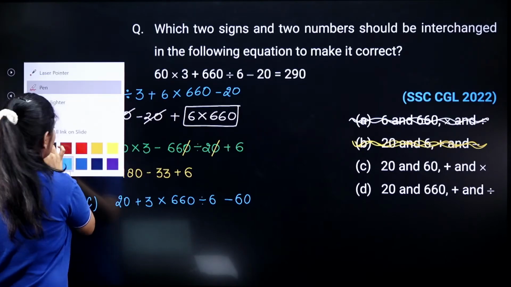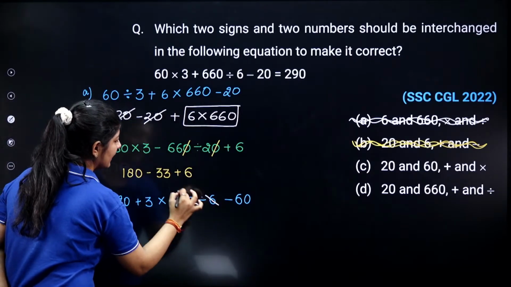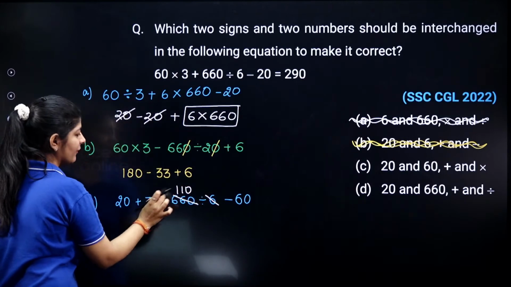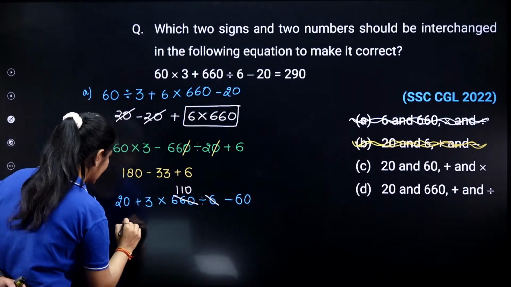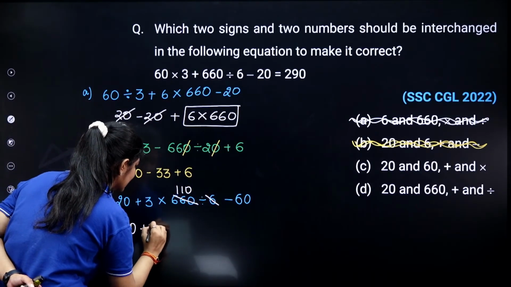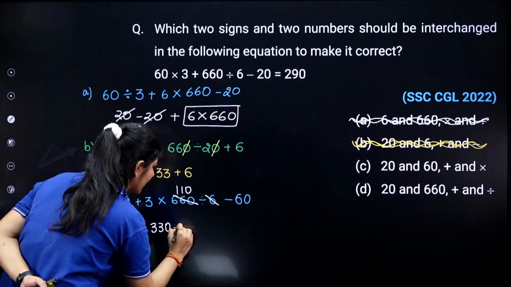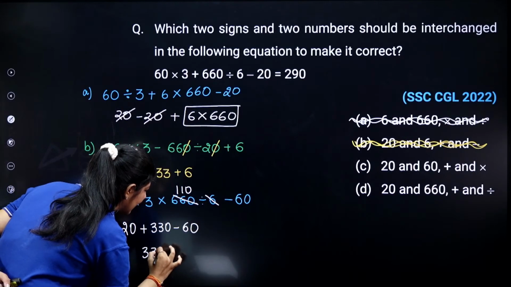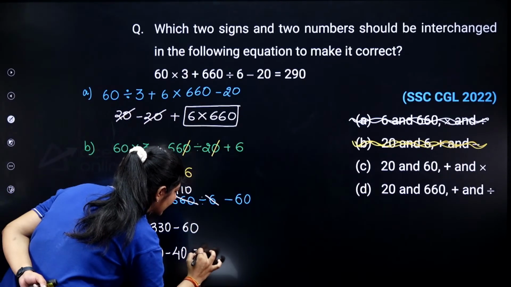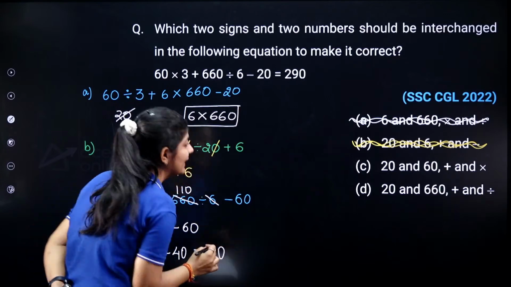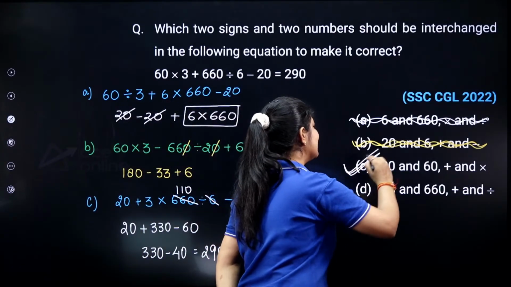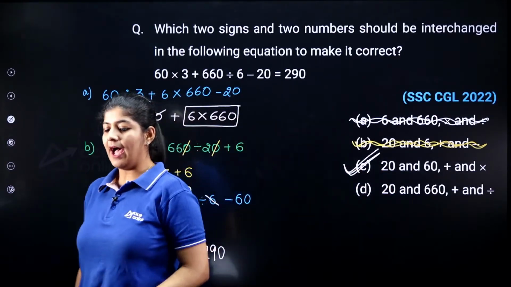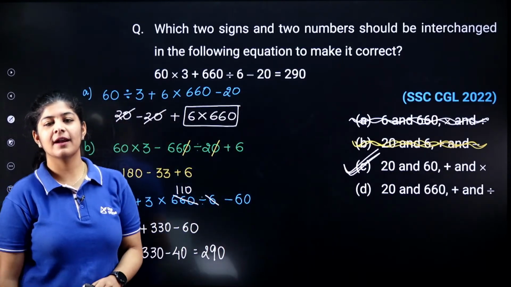Okay. So we know that here I am getting 110, and when 110 is multiplied by 3, we are getting 20 plus 330 minus 60. Ultimately, we can say that 330 minus 40 and we are getting our answer as 290. That means our option number C is the correct one.